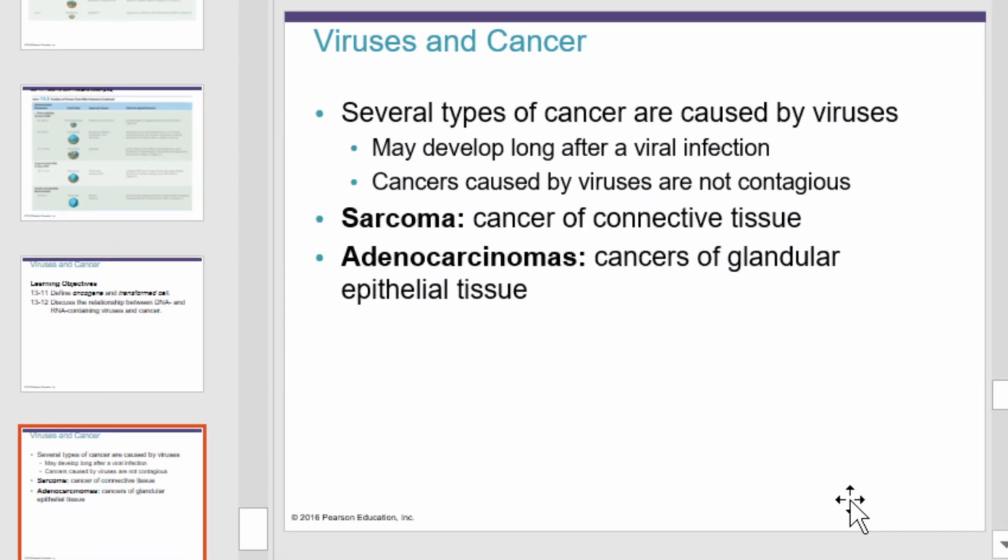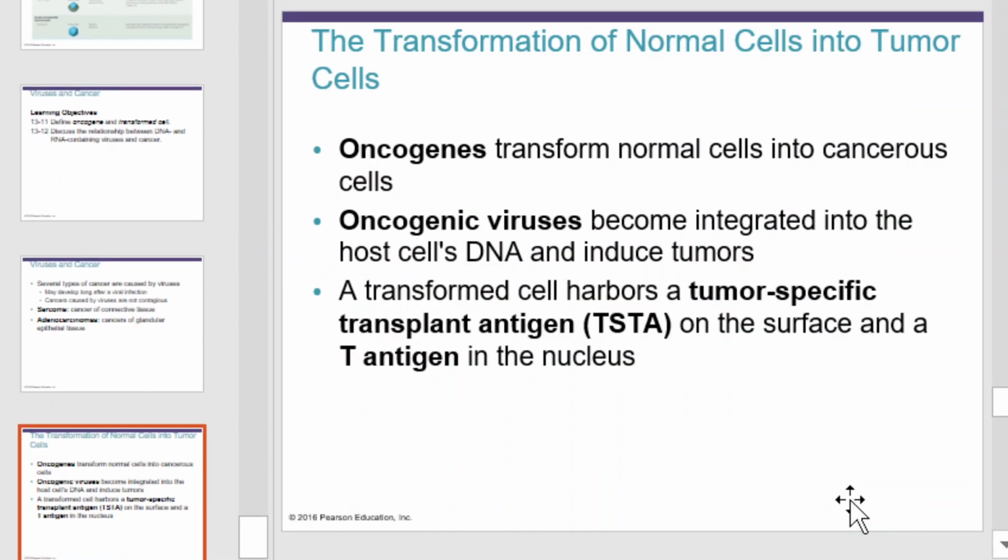Finally, we'll consider viruses in cancer. Several types of cancer are caused by viruses. Many develop long after viral infection. Cancers caused by viruses are not contagious. Sarcoma is cancer of connective tissue. Adenocarcinomas are cancers of glandular epithelial tissue.